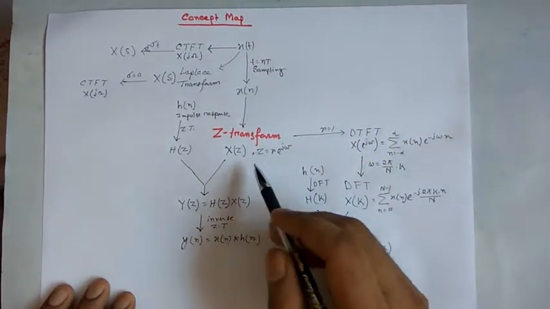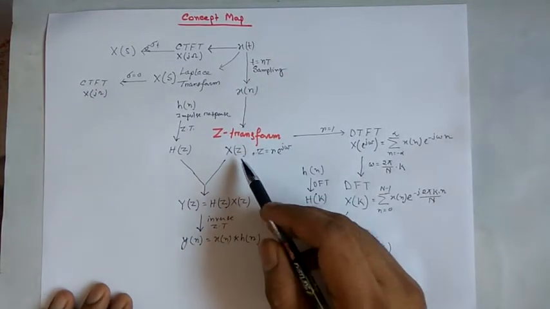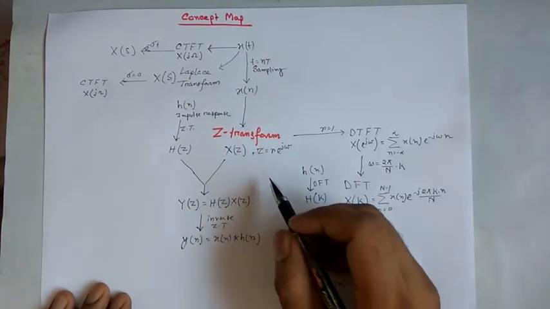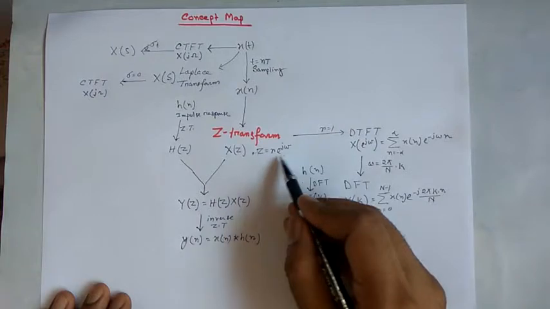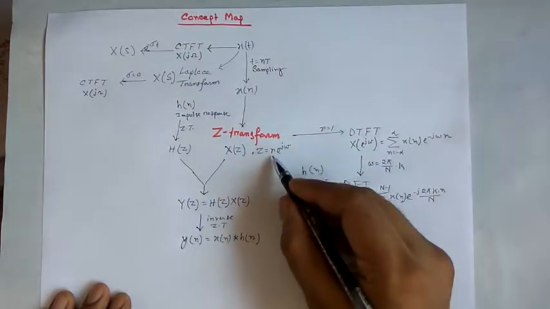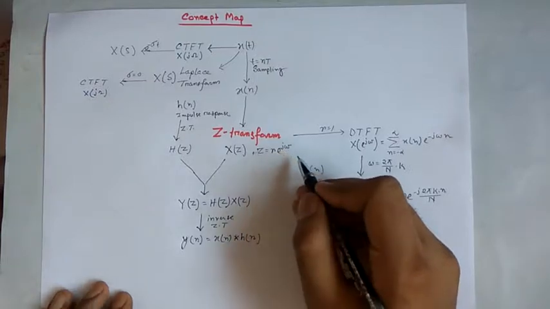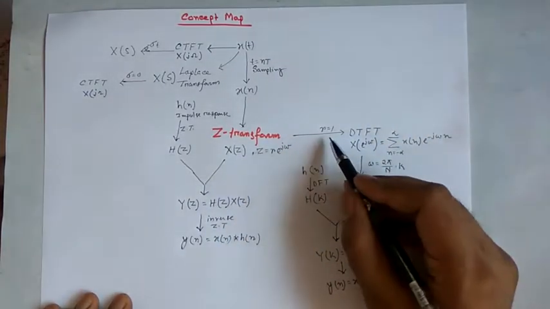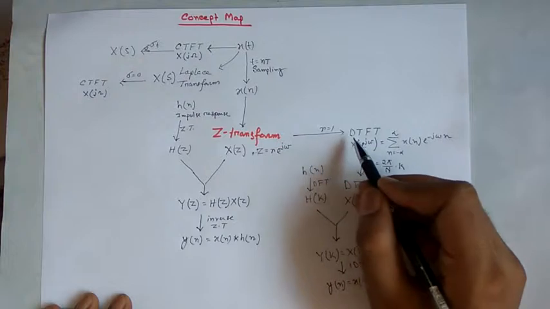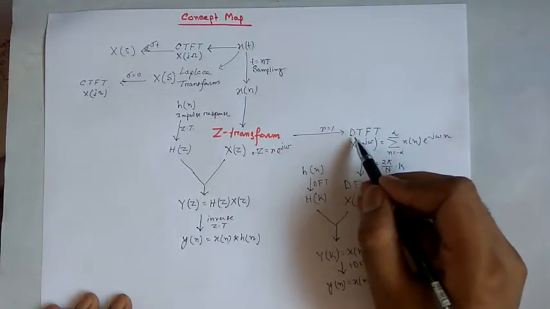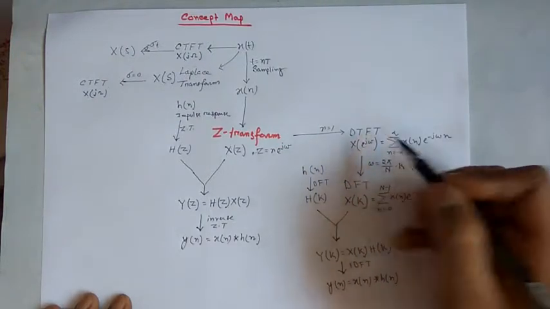Here we represent Z transform as X(z). In polar form, z equals r e to the power j omega. r is the radius of the complex z plane and omega is the angular frequency. If we put r equal to 1, then we get DTFT, the discrete time Fourier transform.